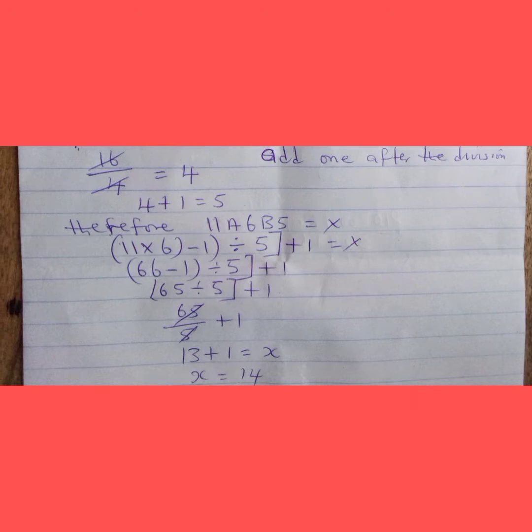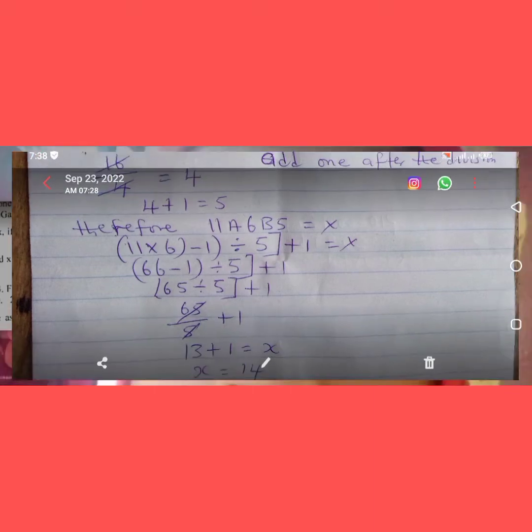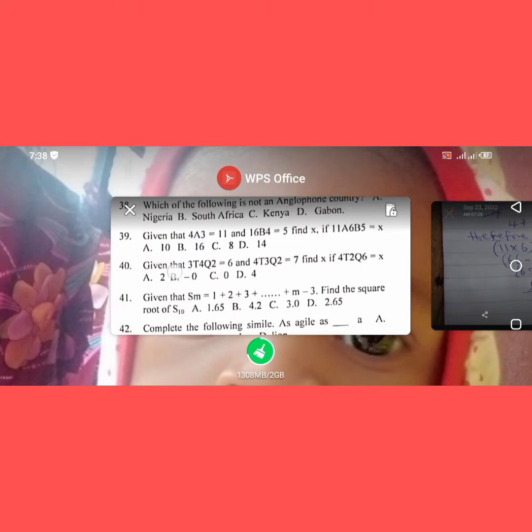Okay. So in each division you add 1, then multiplication you subtract 1. A for multiplication, B for division. So that is how to solve that particular example. Okay, we are going to the next question.